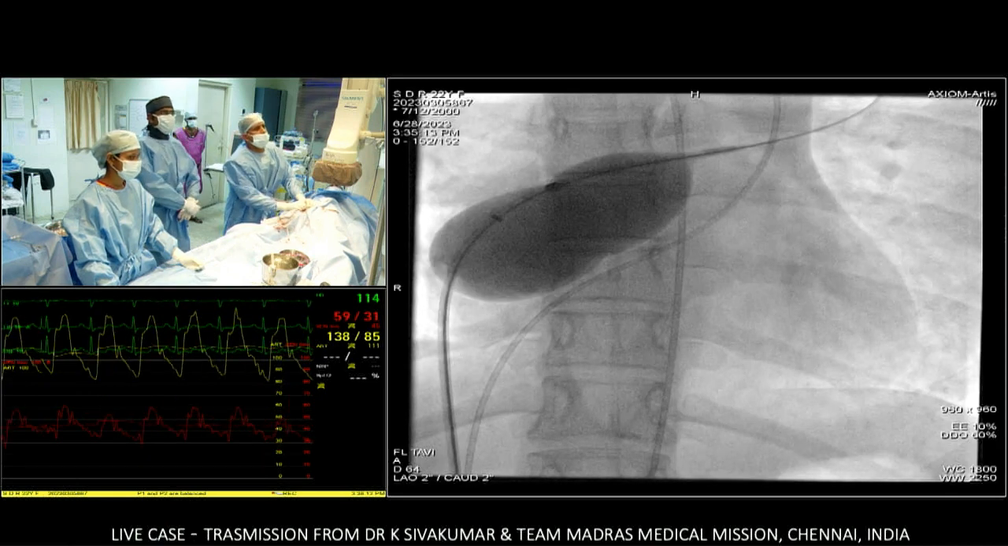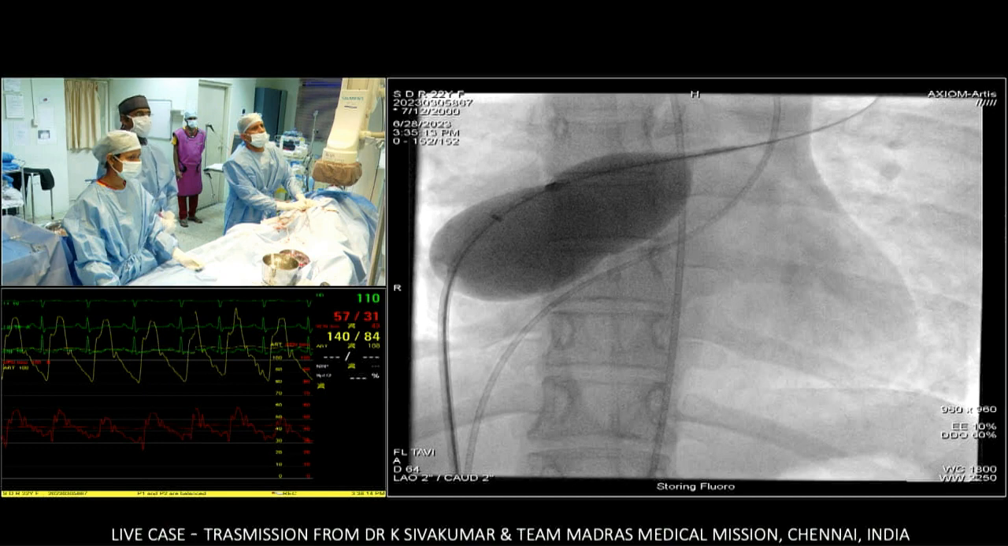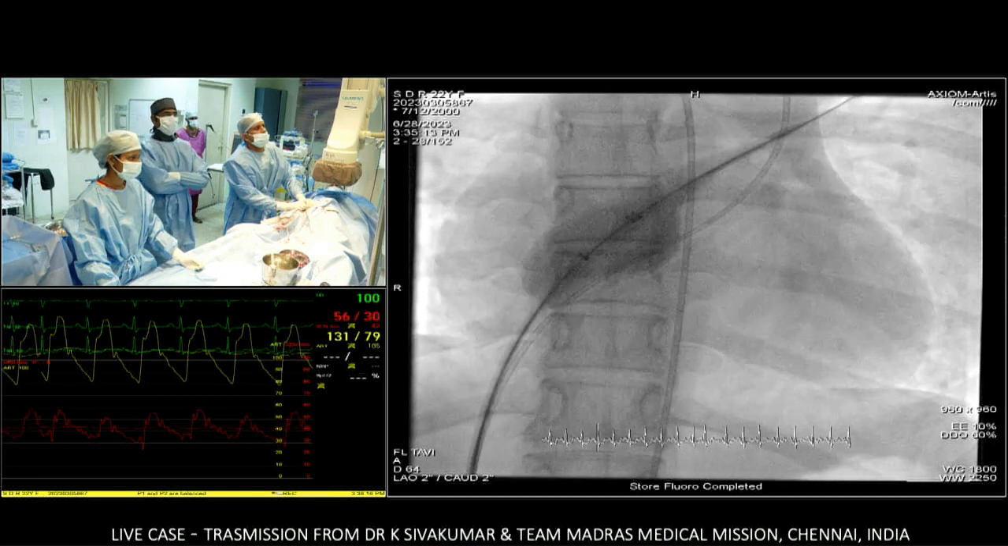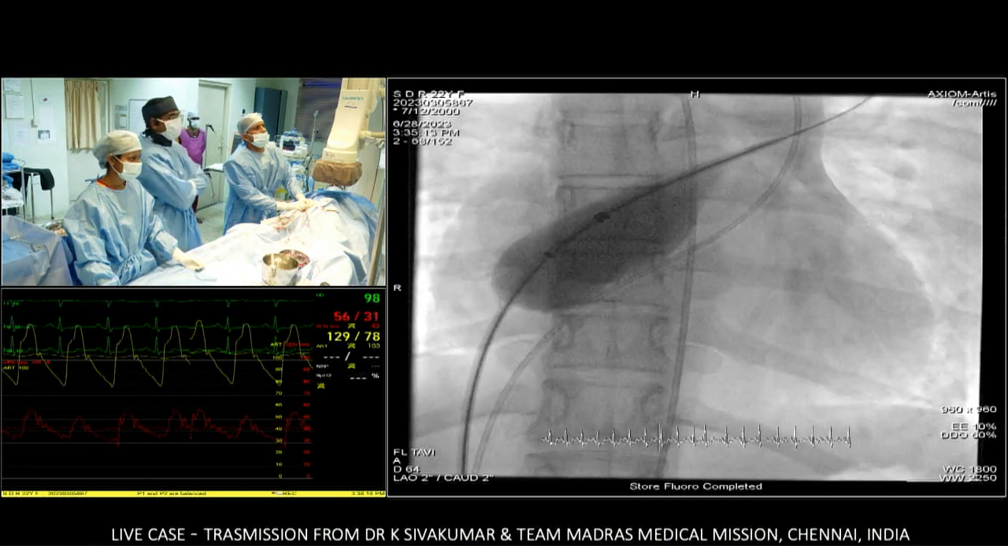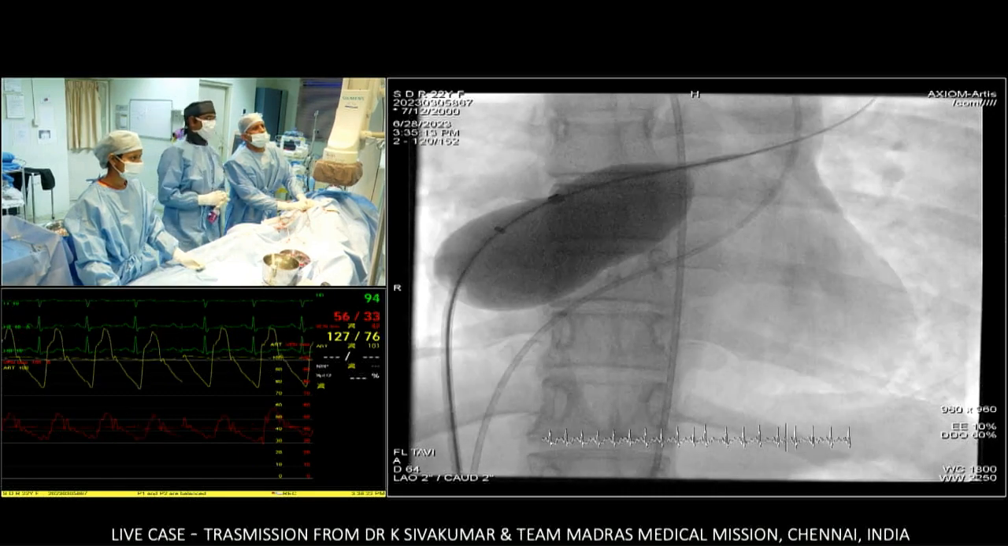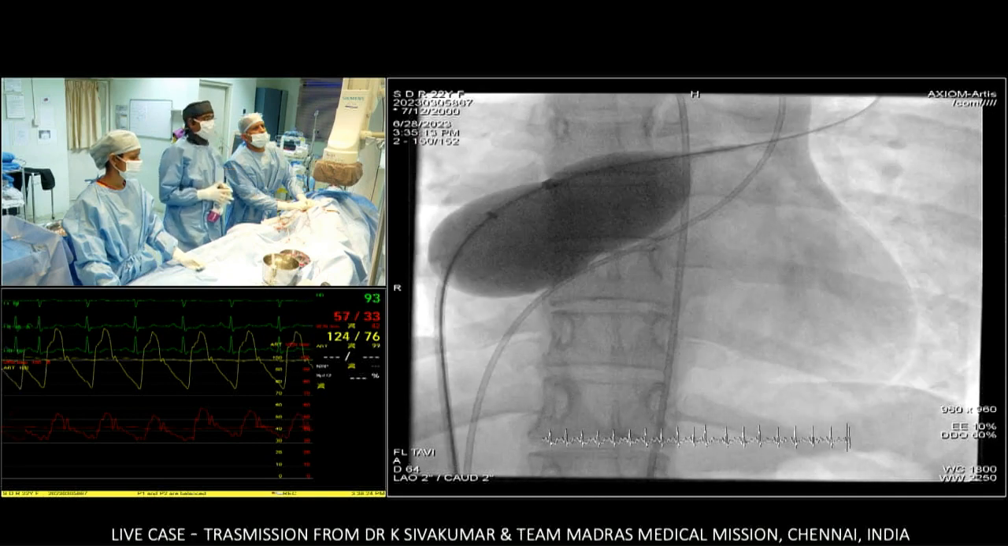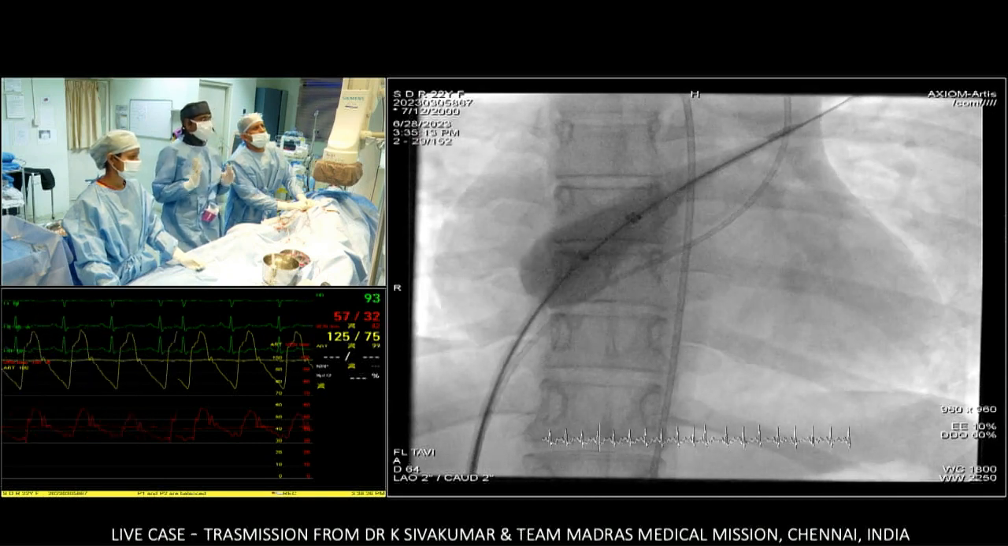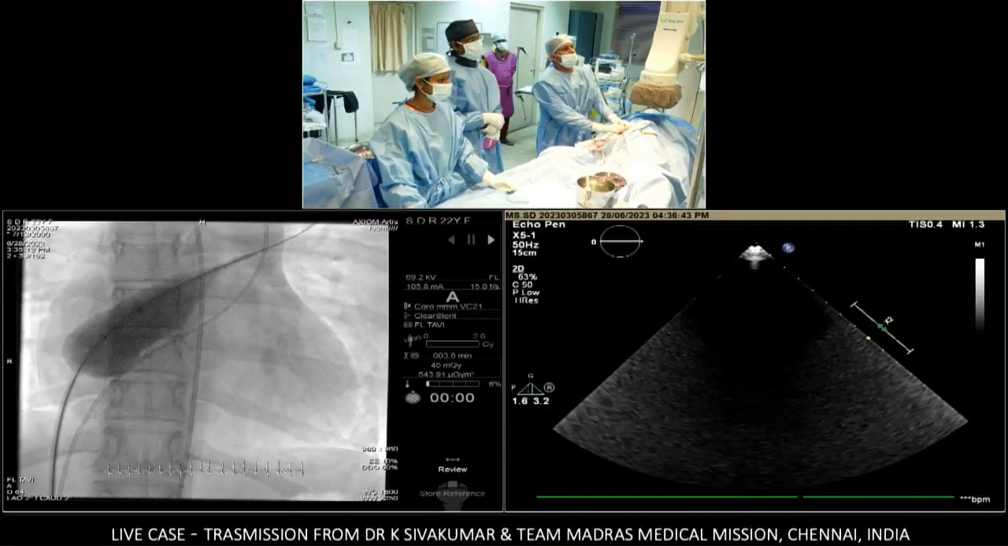I'm having an increase of the aortic pressure and the fall of the pulmonary artery pressure. This is what we have observed time and again in the majority of the patients who have hyperkinetic pulmonary hypertension, or in other terms, quite a reactive vascular bed.